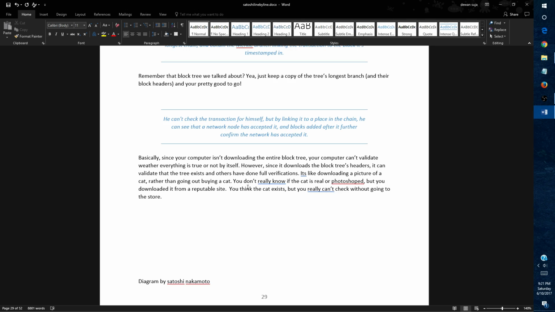So basically, since your computer isn't downloading the entire blockchain, your computer can't validate whether everything is true or not by itself. However, since it downloads the block tree's headers, it can validate the block tree exists and other nodes have done full verification. It's like downloading a picture of a cat. Rather than going out and buying a cat, you don't really know if the cat is real or Photoshop, but you downloaded it from a reputable site, so you think the cat exists, but you really can't check without going to the store. If that makes any sense.